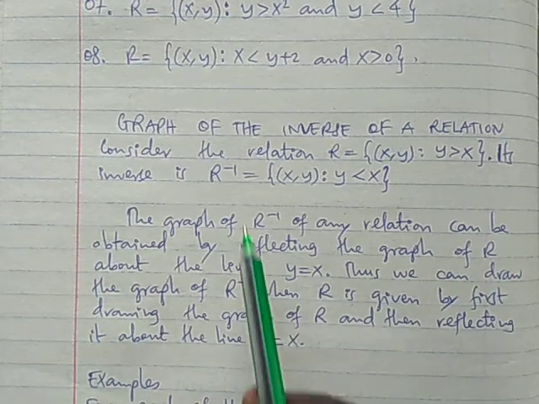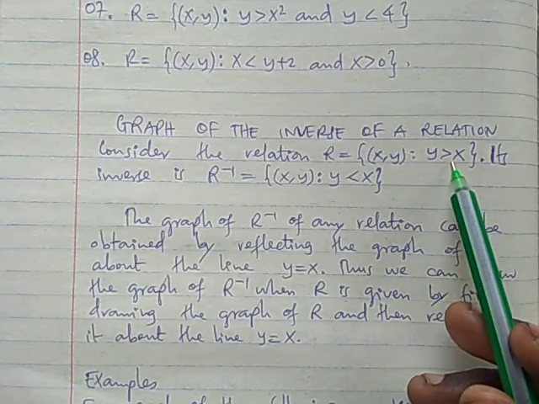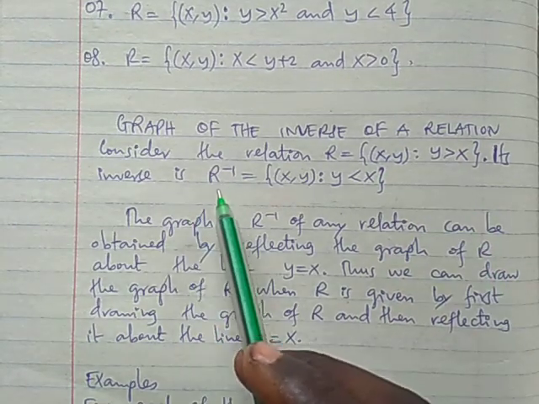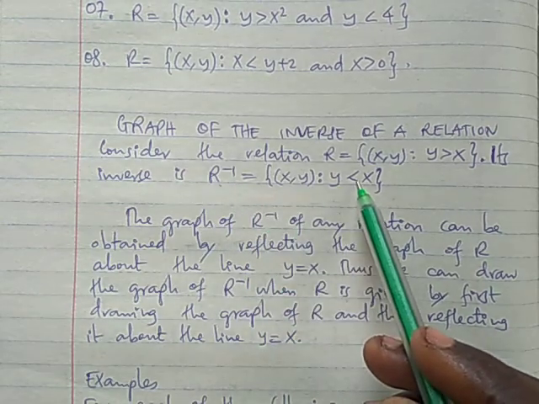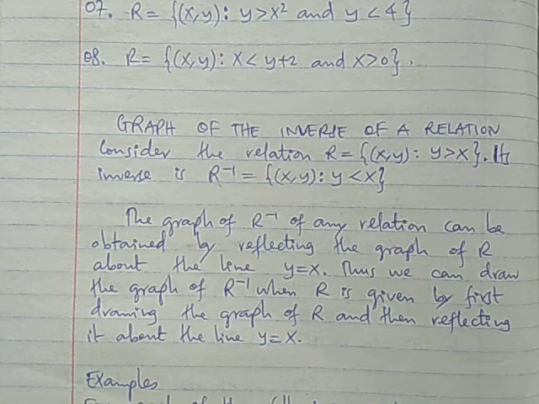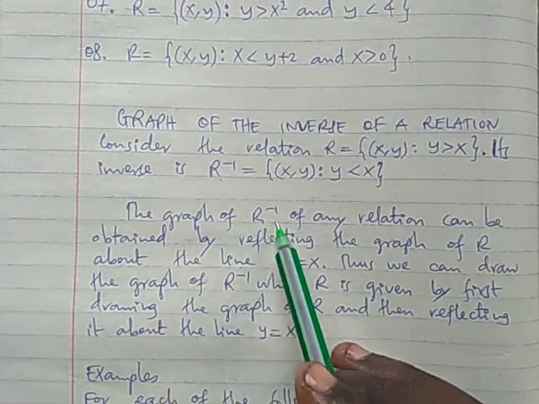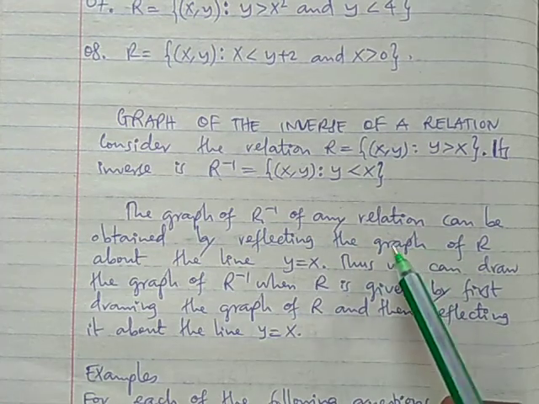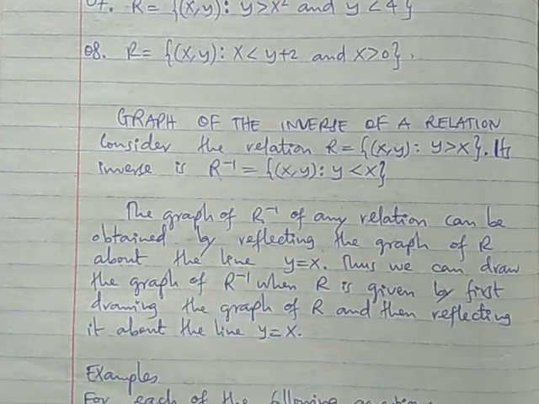So we say, consider the relation R which is equal to (x, y), where y is greater than x. So its inverse will be the relation R, whereby y will be less than x. So if y was greater, y will be less. So the graph of R power -1 of any relation can be obtained by reflecting the graph of R about the line y is equal to x.